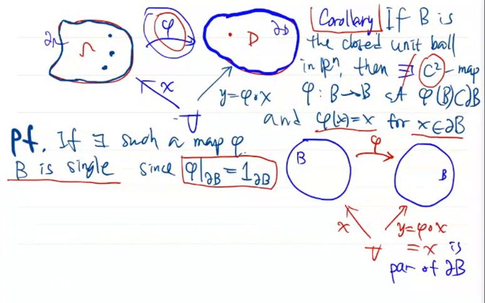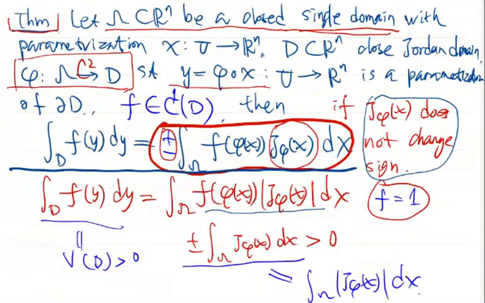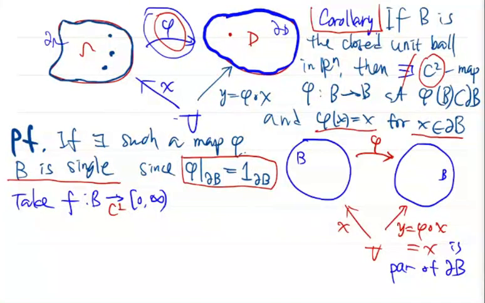Okay. Now we choose a particular function, defined over the ball B, non-negative. We can take a non-negative C1 function, because our theorem requires the function to be integrated to be C1. So we take a C1 function such that this function is 0 on the boundary. We have many such functions.